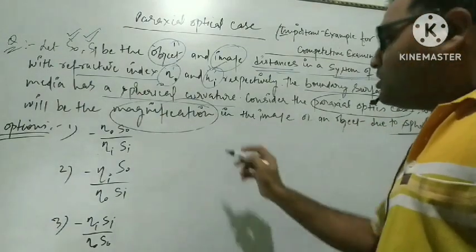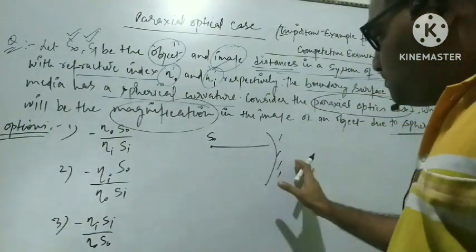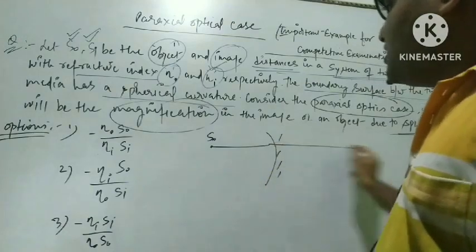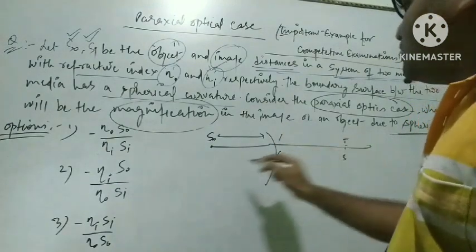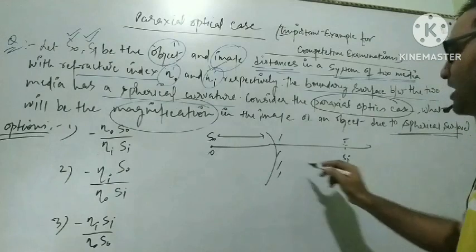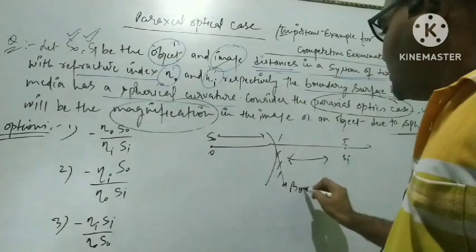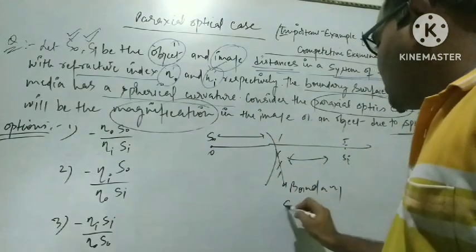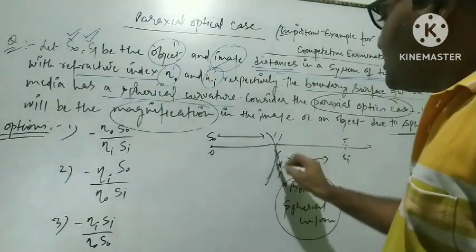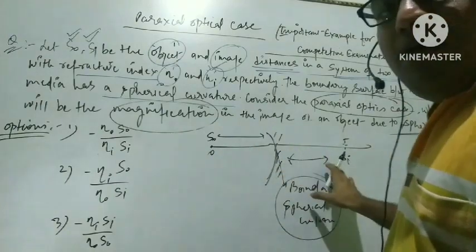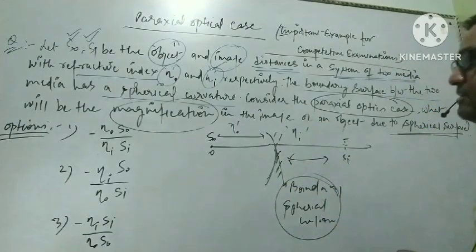So we are bothered about the distance of the object from the lens, or we can say the spherical curvature, that is SO for the object. Suppose O is the object and I is the image, then SI is the distance of the image from the boundary between the two media, which is called here a spherical curvature. So our boundary is a spherical curvature. This boundary bifurcates the two media. The first medium has refractive index eta naught, the second has refractive index eta I. That has been given in the question.